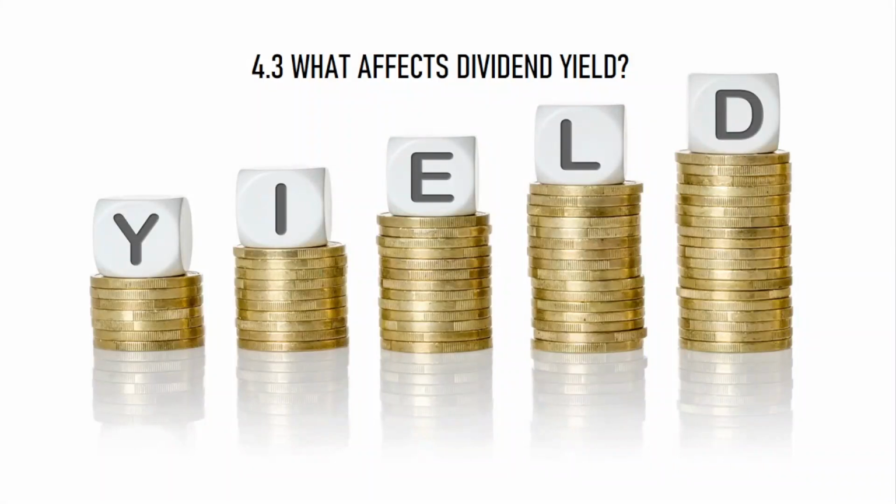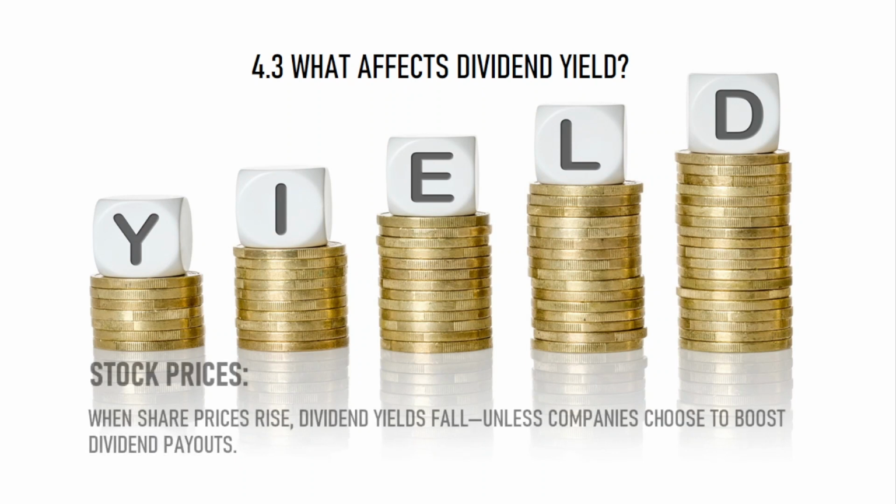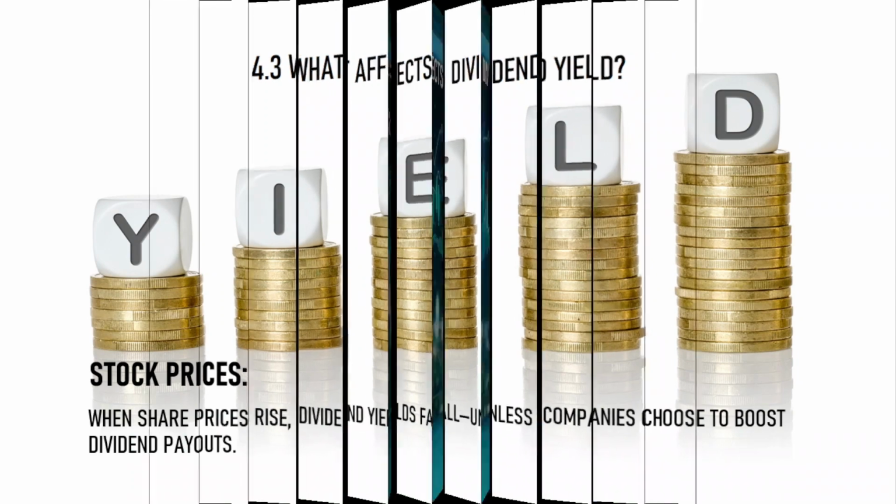What affects the dividend yield? There are many factors that impact the dividend yield, like the overall market conditions, individual stock and fund prices, and the company performance. Let's see a few of them. Stock price. The biggest factor impacting the dividend yield is the company's stock price. When the share price rises, the dividend yield falls unless the company chooses to boost the dividend payout.